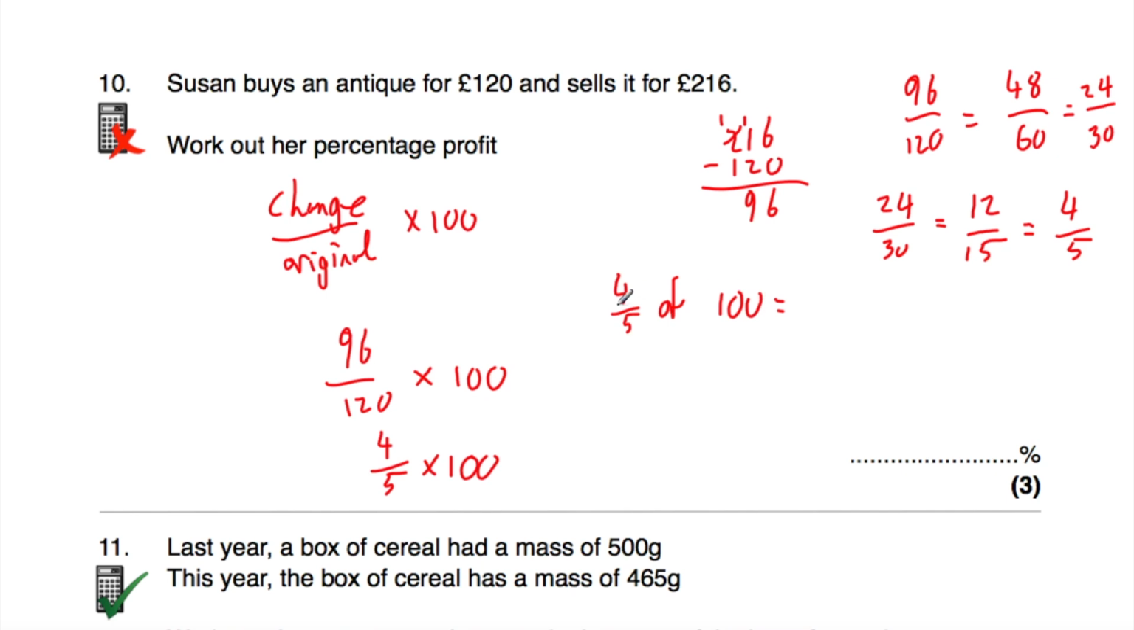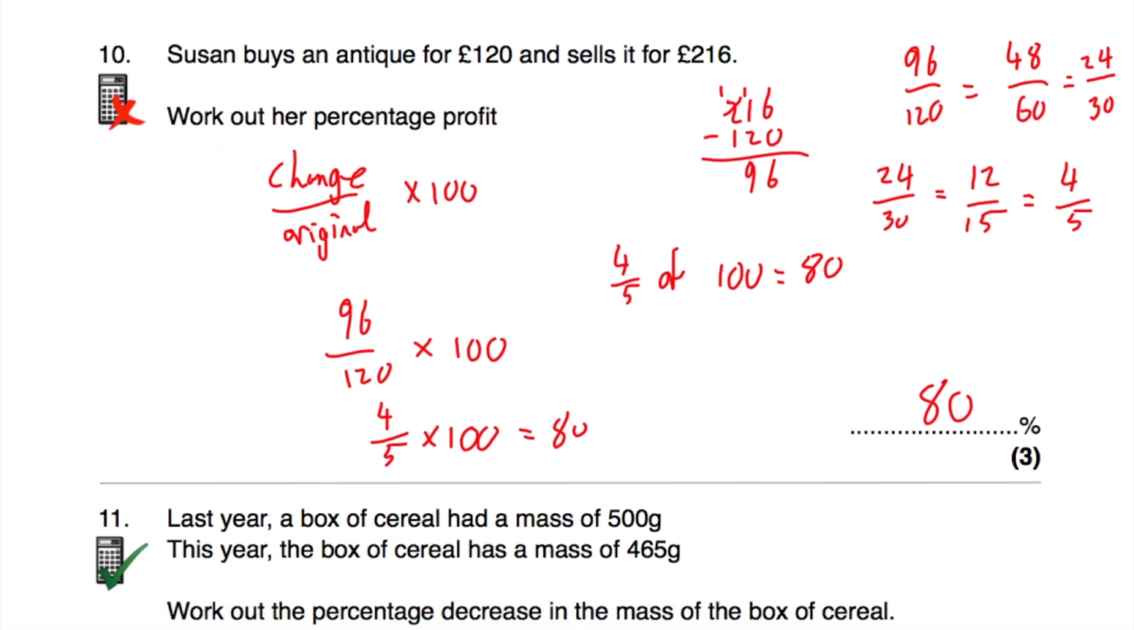So to find 4/5 of 100, we divide by the bottom and times by the top. 100 divided by 5 is 20, times by 4 is 80. So 4/5 times 100 is equal to 80. So that means the percentage profit will be 80%. And that's it. Okay, let's look at our next question, question number 11.